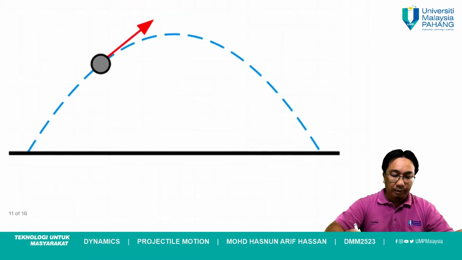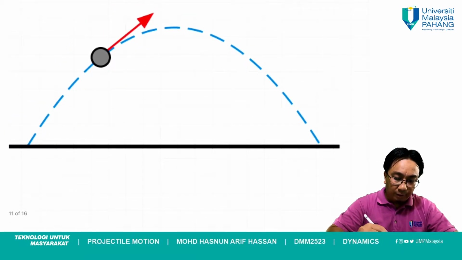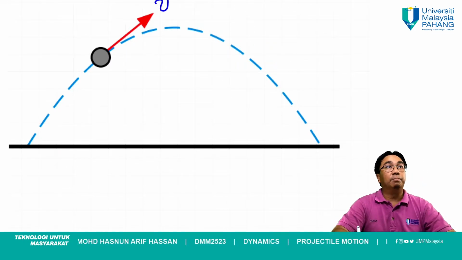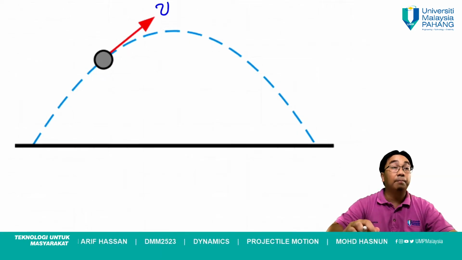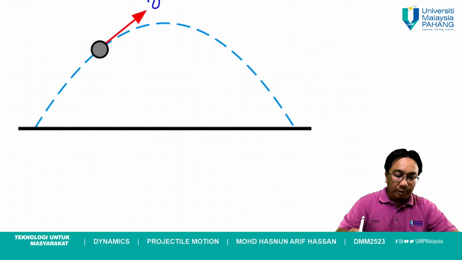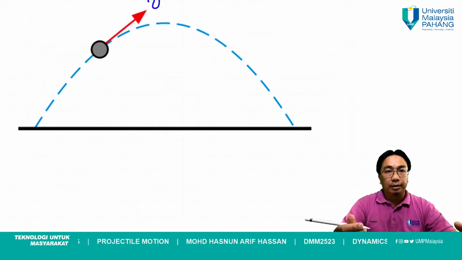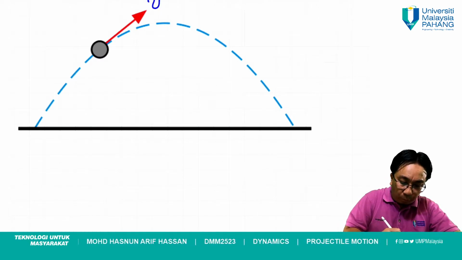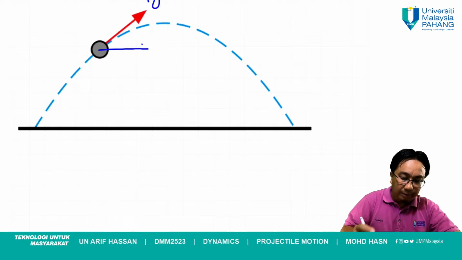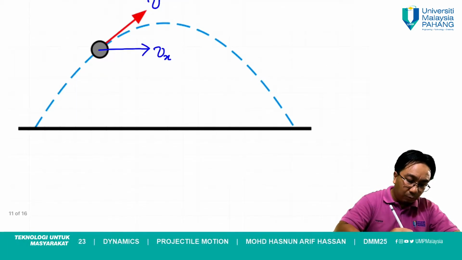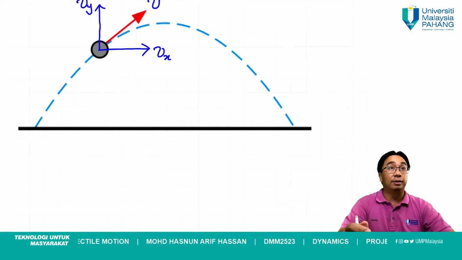Let's say that this is the velocity V. Pada masa ini ada velocity V. Okay, velocity ni boleh dipecahkan kepada dua komponen lah. So there should be two components. One in this axis, which is x-axis, Vx. And another one will be in y-axis, Vy. This is the velocity. Okay.